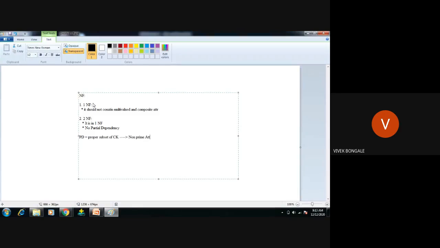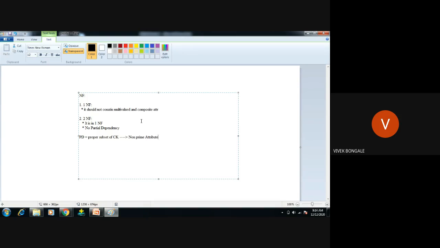Non-prime attribute, right? This is the formula to find out whether the table is in second normal form or not. You just note this formula. While explaining the problem, I will use this formula to check this condition on the given table. How to find the partial dependency on the given table? Second normal form should satisfy full functional dependency.